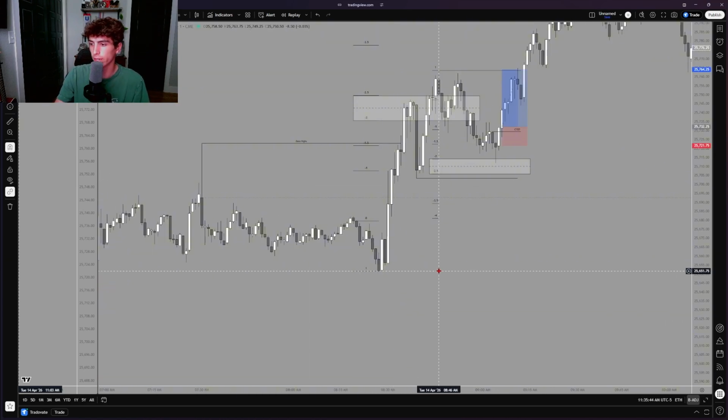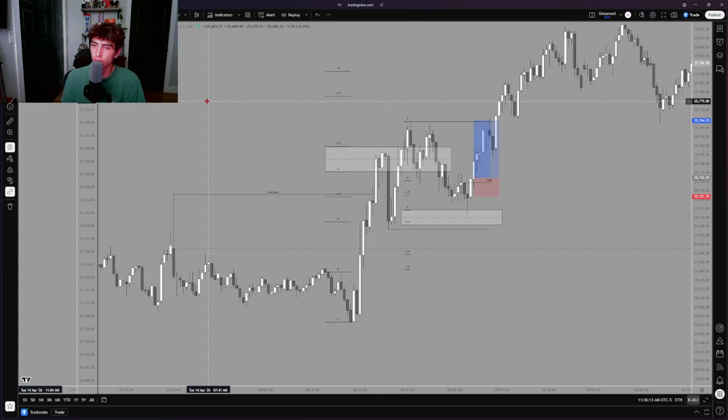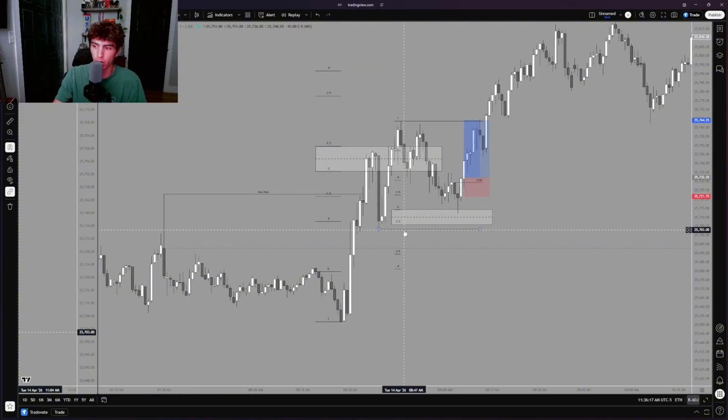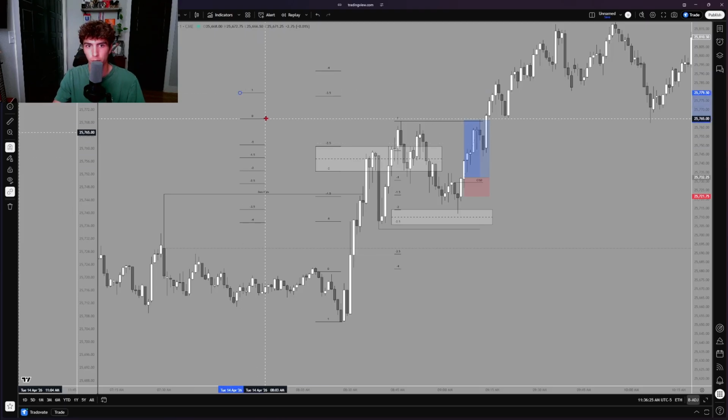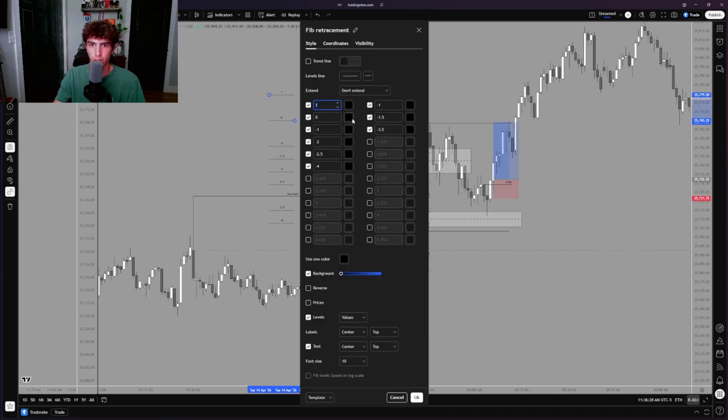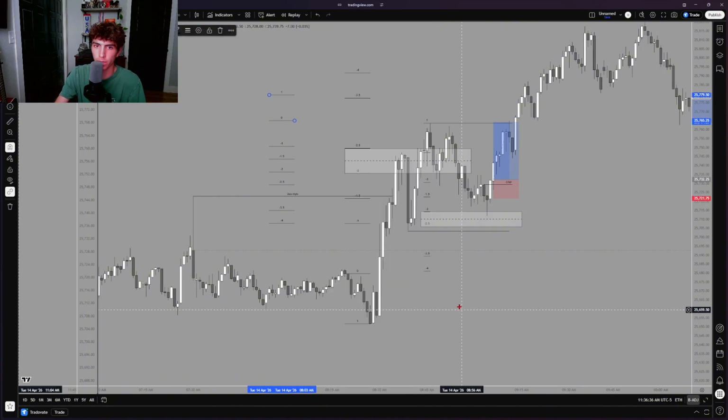I use standard deviation on 1 minute time frames, 5 minute time frames, and 15-minute time frames. So I actually took this trade today. One of my major confluences was standard deviation levels. So what is standard deviation? It's a fib tool. You go on the fib tool, and here are the settings for that. Just screenshot it or do whatever.